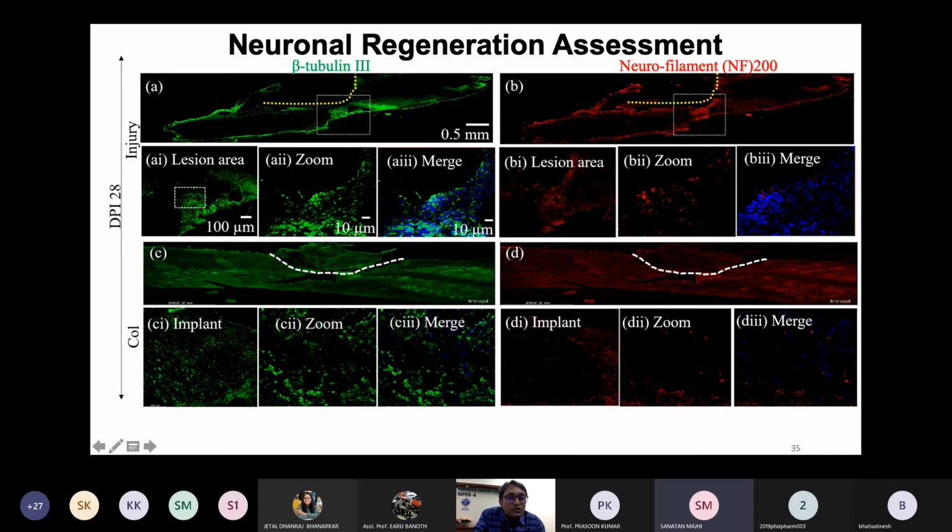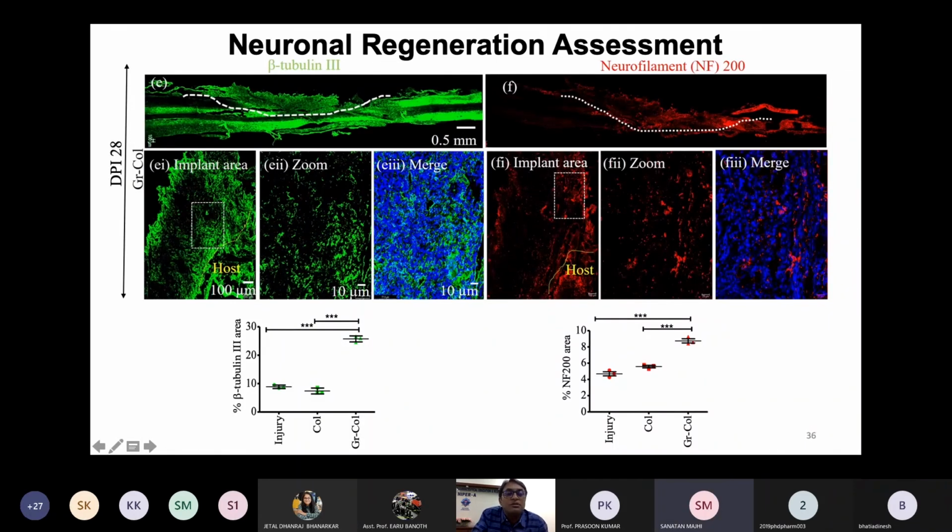But in collagen, you see the collagen material is there, with very low beta tubulin marker and very low neuroinflammation. Though it tried to make a connection, overall, when we see the GR call, GR call shows a very high expression of beta tubulin 3 and is trying to make a full junction in the spinal cord. We have done the intensity analysis, and again we found GR call showing a significant increase in the mature neuronal markers, that were beta tubulin and NF200.